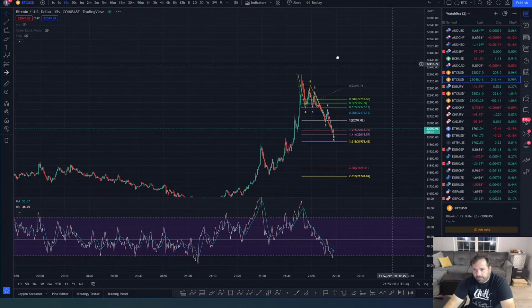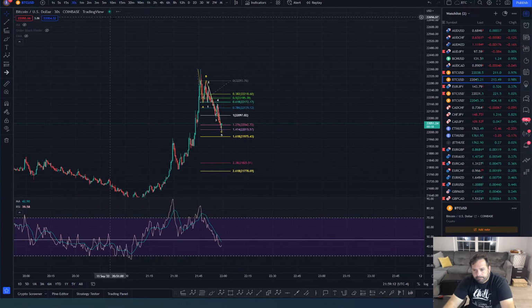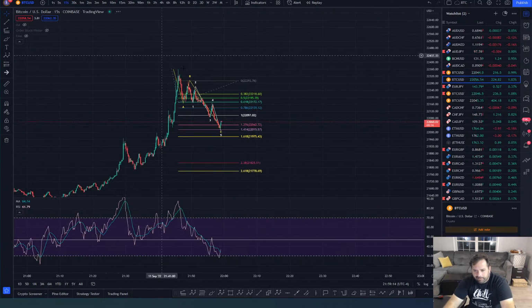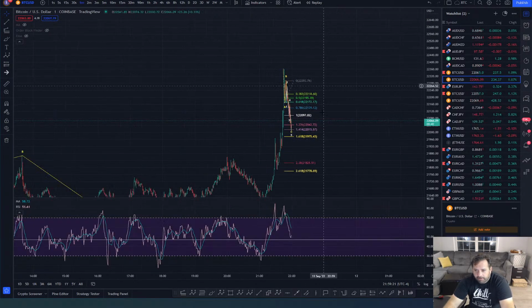Should get another move to the upside. Got hidden bullish divergence. It's 15-second bullish divergence, but still. Should get another move to the upside.